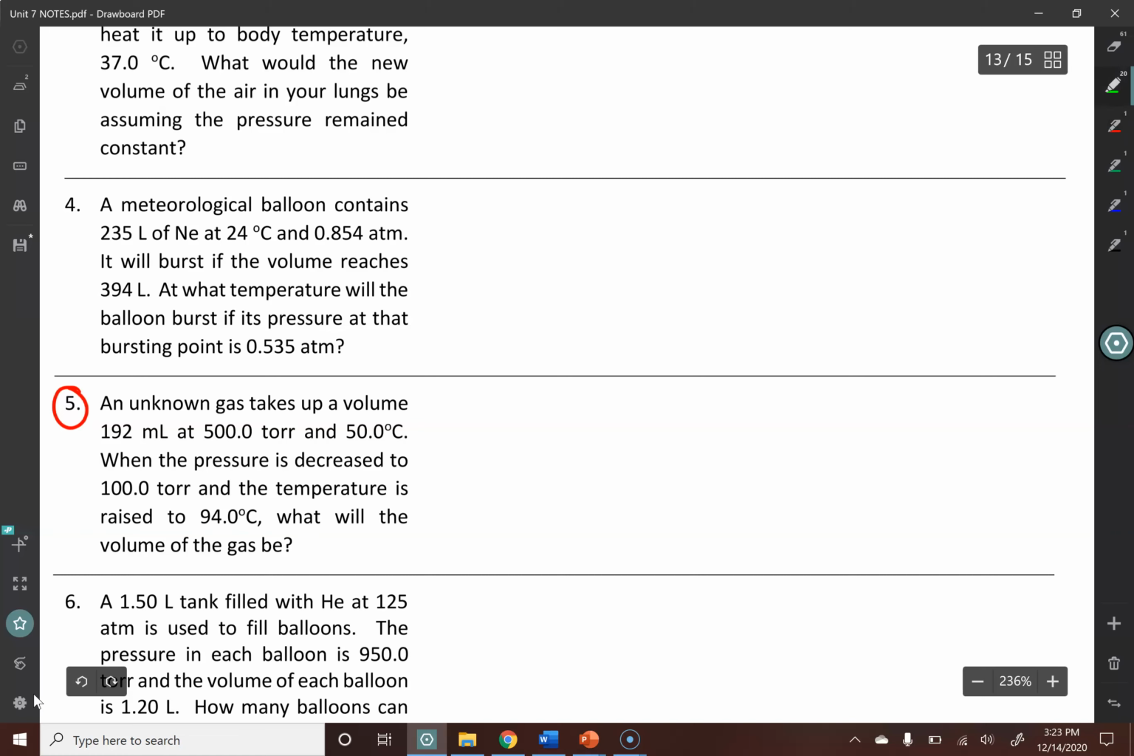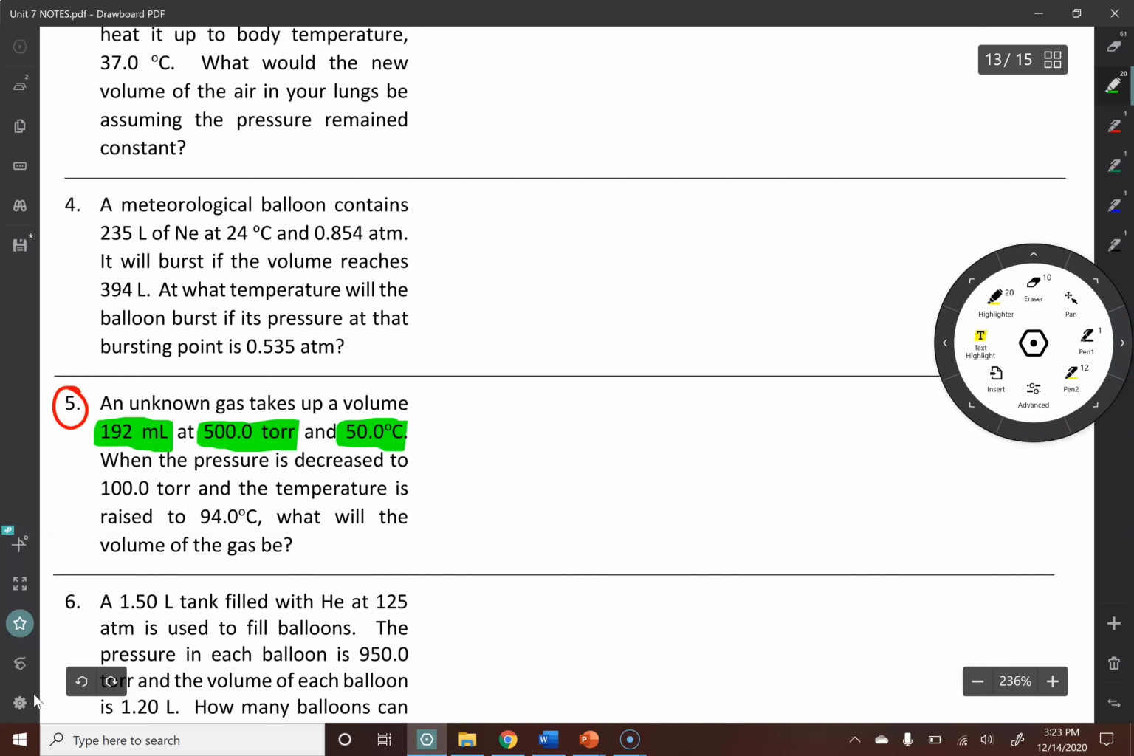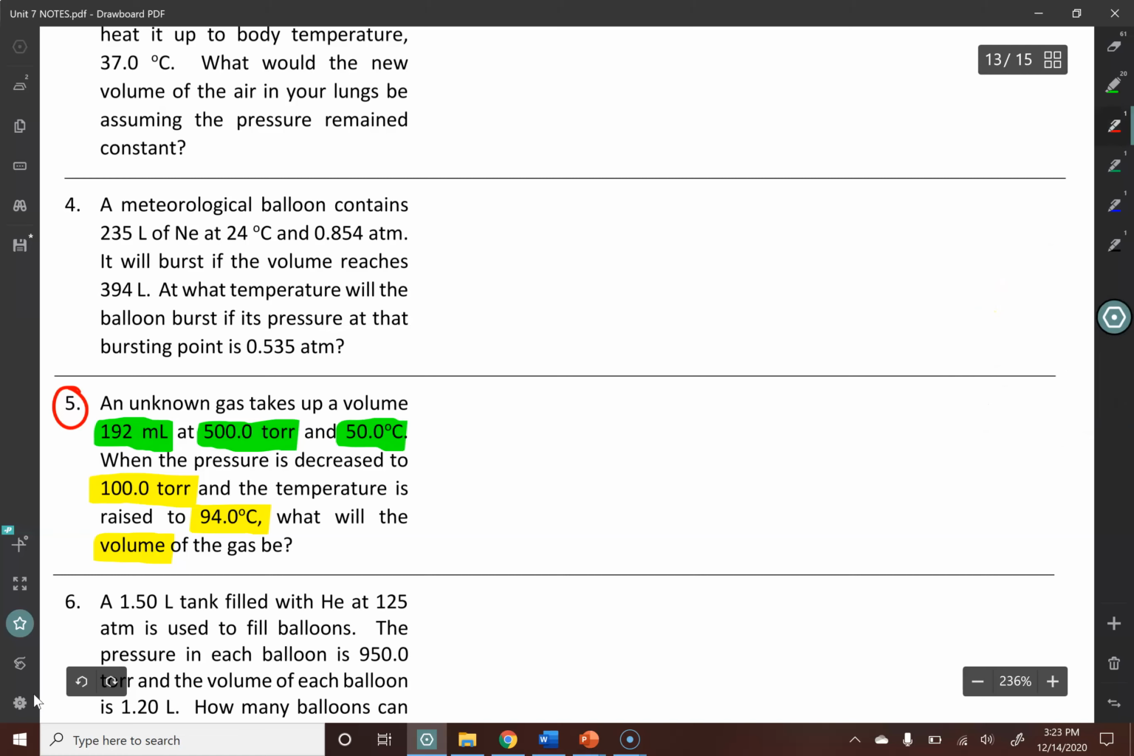Whoa, lots of numbers. Let's see. I've got an initial volume, an initial pressure, and an initial temperature. I'm also provided with a final pressure and a final temperature, and I'm asked about volume. So since I have all three, temperature, pressure, and volume in my problem, this is a surefire sign that I've got to use the combined gas law. P1 V1 over T1 equals P2 V2 over T2.